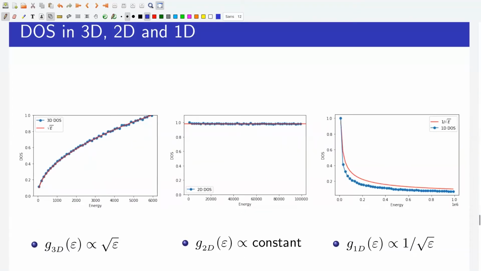In this slide, I show the density of states of a 3D, 2D, and 1D free electron gas side by side. Note that in case of 3D, the density of states goes as square root of E. In case of 2D, the density of states is a constant, and in case of 1D, the density of states goes as 1 by square root of E.